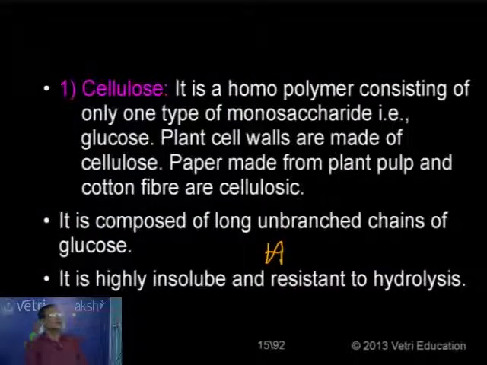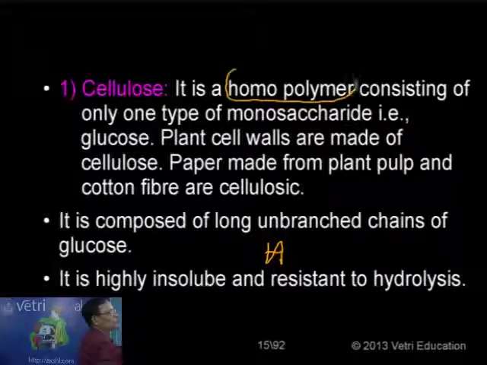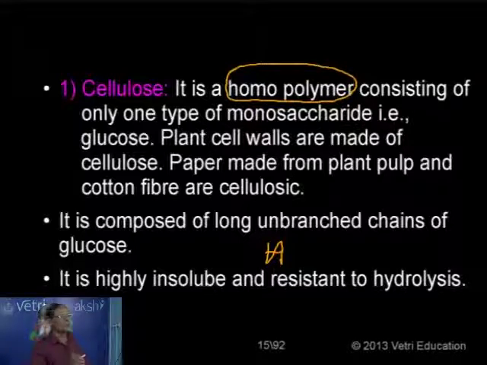Now, the polysaccharides. We have a number of polysaccharides, for example cellulose, starch, glycogen, chitin, and some other substances like mucopolysaccharides. We'll start with cellulose. It is a homopolymer. Protein is not a homopolymer because it is formed of different units. A homopolymer is one formed of similar monomers. So cellulose is made up of only glucose units. A number of glucose units joined together form a long chain of cellulose. That's why it's called a homopolymer.